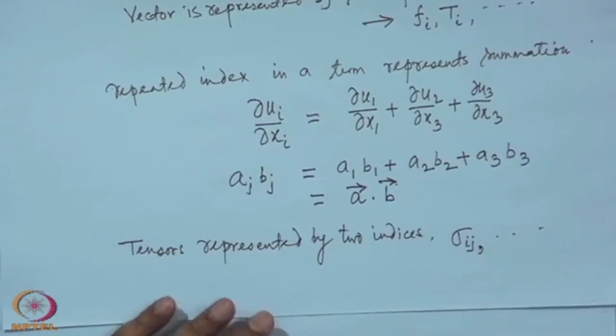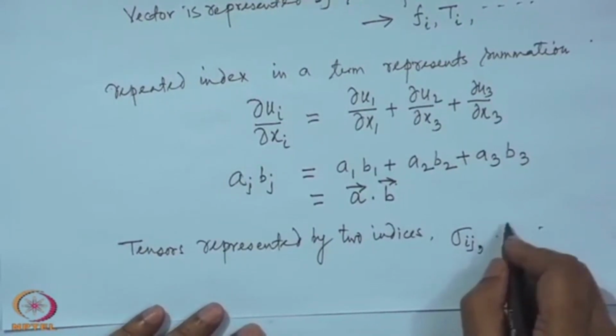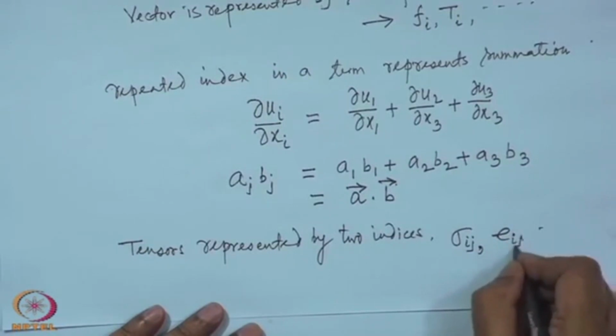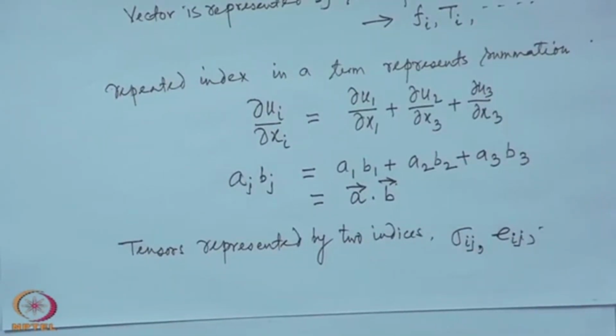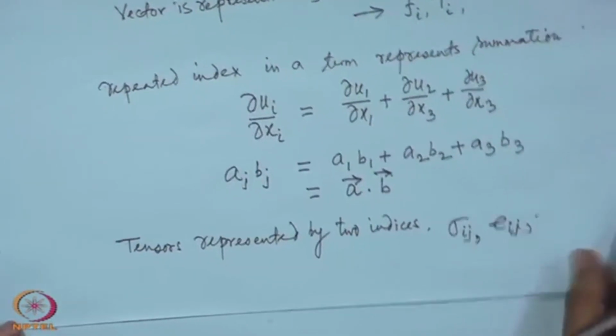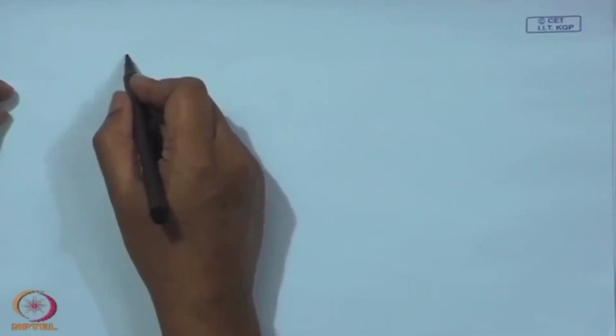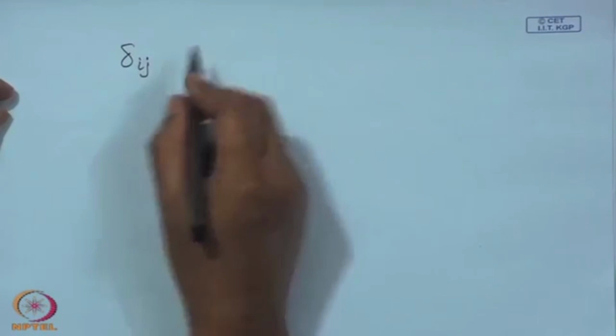Any tensor you want. Whenever there are two subscripts attached to a letter, it represents a tensor. Stress and strain are the familiar examples that you have already come across. We will define two special tensors. One is a second order tensor known as delta_ij, known as the Kronecker delta.